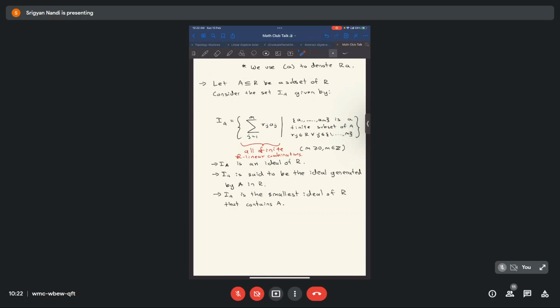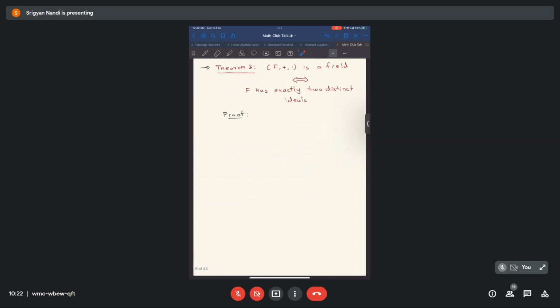So now we have a strong definition of what it means for an ideal to be generated by a certain subset of a ring. Using this, we can move on and prove two very important theorems. The first being that if F, under plus and product, is a field, then F has exactly two ideals. In case people are unfamiliar with what a field is, although you may have come across the term in your real analysis one course, since R is a field, we'll just define it here.